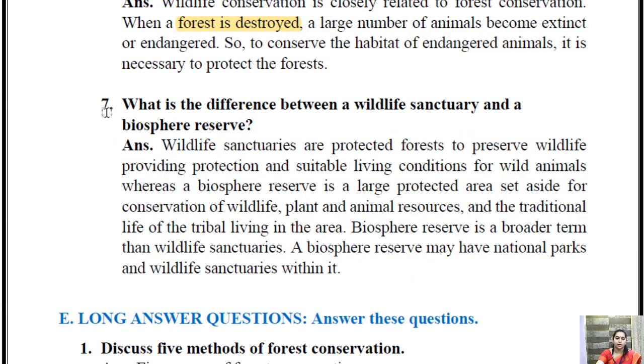Okay. Very important question of this chapter, that is, what is difference between a wildlife sanctuary and a biosphere reserve?